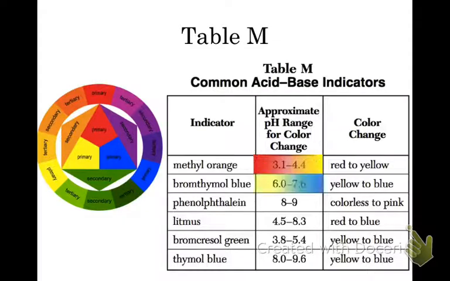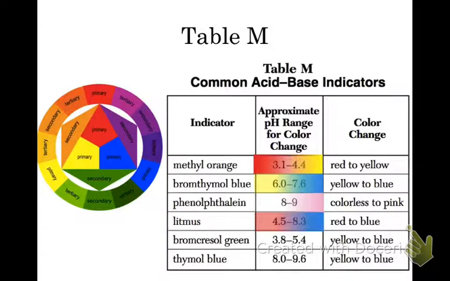Alright, so we'll go to bromthymol blue. At 6.0 and below, it's going to be yellow. At 7.6 and above, it's going to be blue. And in between, if we have yellow and blue, we'll make that green. Phenolphthalein is going to be from 8 to 9. Below 8, it should be colorless or clear, and above 9, it should be pink. So in between, it should be a lighter pink.